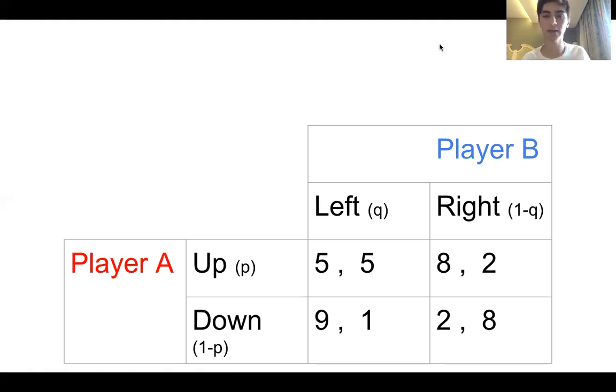Just to make sure everybody understands, you don't have to do the response rules, just give expected value. I'll do response rules myself. So if you remember that long equation with q's and p's and 1 minus p's and 1 minus q's that we did for player A, we're just doing the exact same thing for player B.